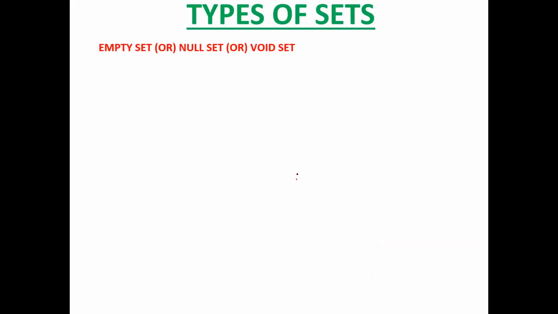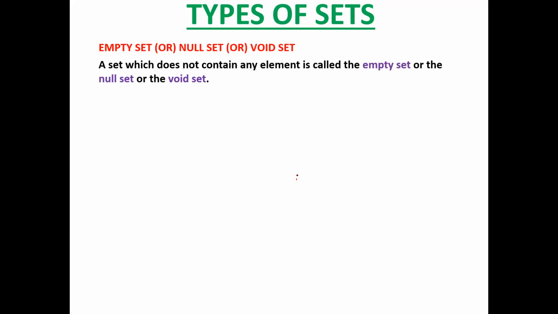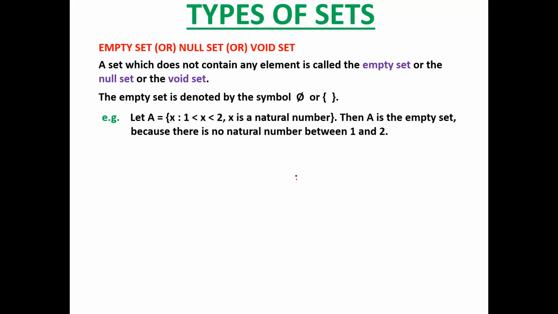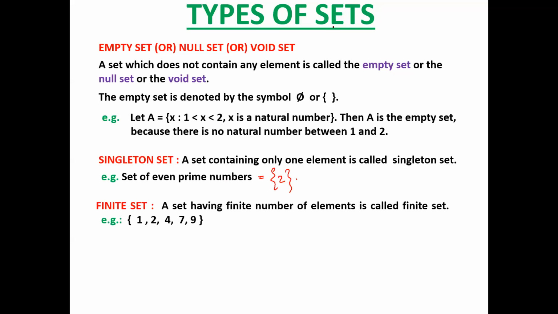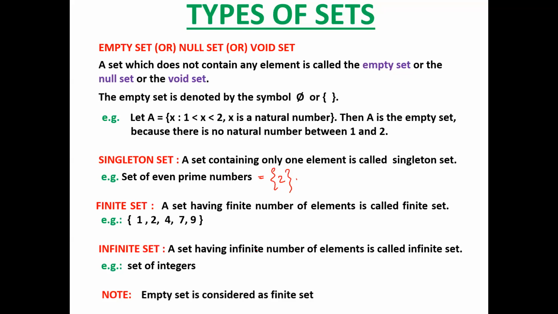Types of sets: empty set, it does not contain any element. There is no natural number between 1 and 2, so it is an empty set. But if only one element is there, it is called a singleton set. Set of even prime numbers, this will have only the element 2. A set having a finite number of elements is called a finite set. Infinite number of elements is called an infinite set.